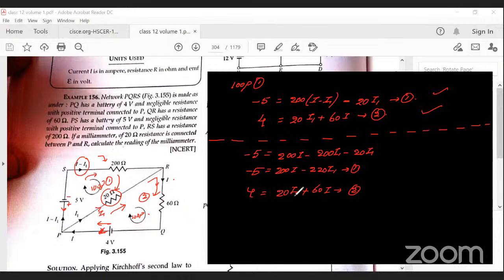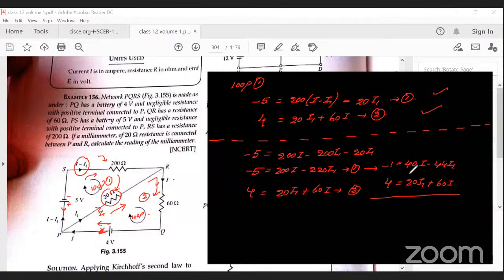For that, what I'll do now, I'll check what cancels. So in the first equation, I'll divide by 5. When I divide by 5, minus 1 is equal to 40 I minus 44 I1. Okay. So if I divide by 5, I'll get this relation. And here, it is 4 is equal to 20 I1 plus 60 I. Okay. This is your relation.